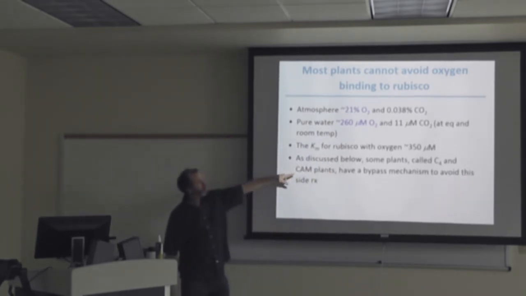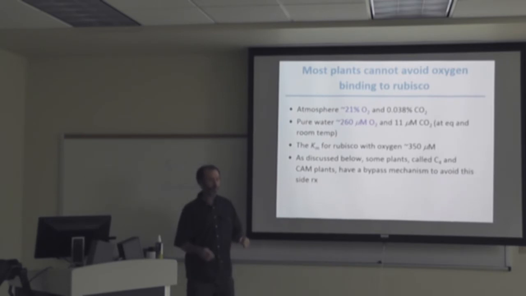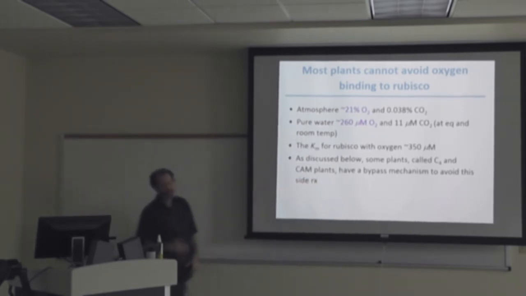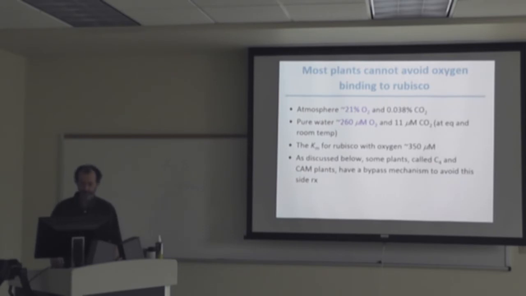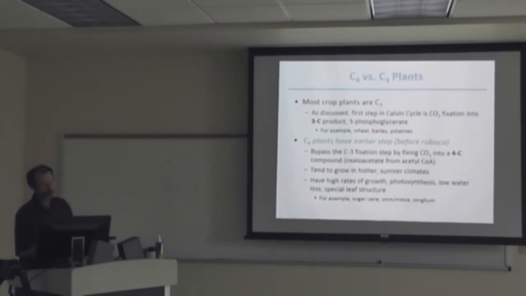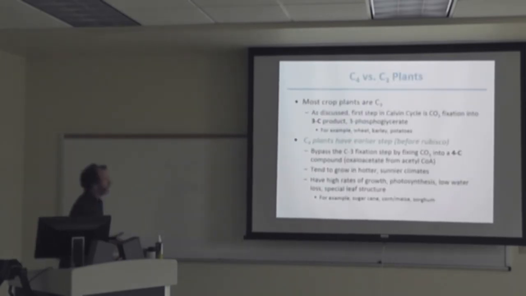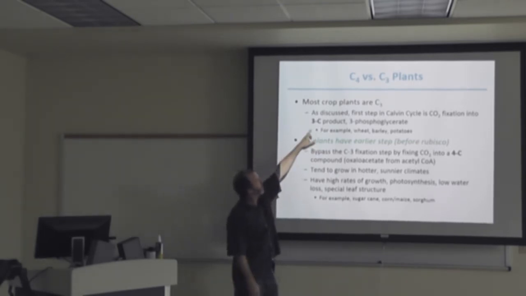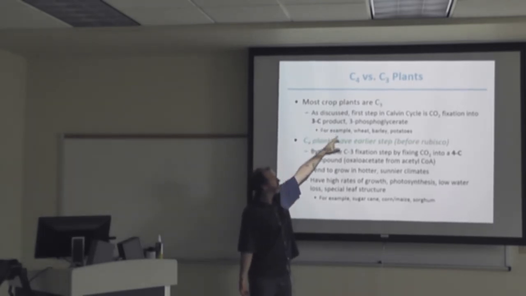As discussed below, some plants, have you ever heard of the C4 plants? Do they talk about that in core yet? And the CAM plants have a bypass mechanism to avoid this side reaction. So most of our crop plants are C3. As discussed, the first step of the Calvin cycle is CO2 fixation into a 3-carbon product.